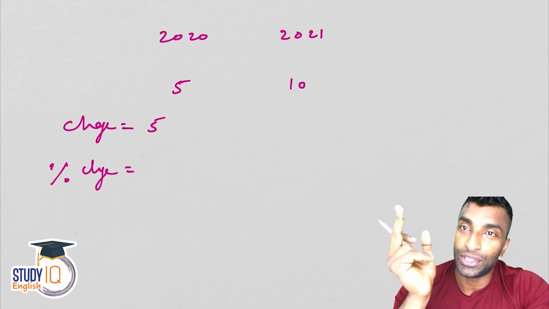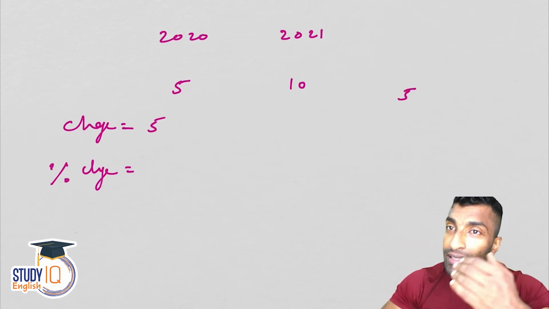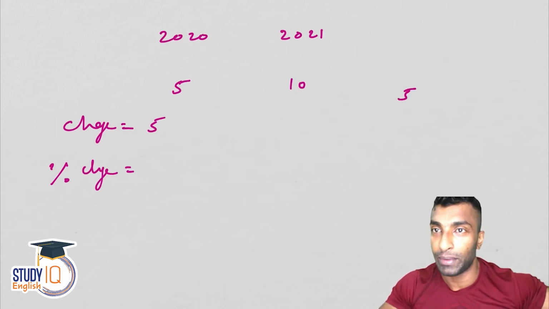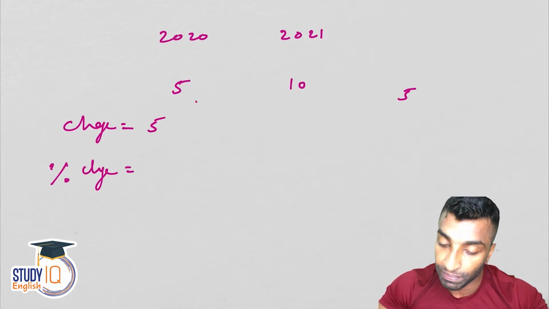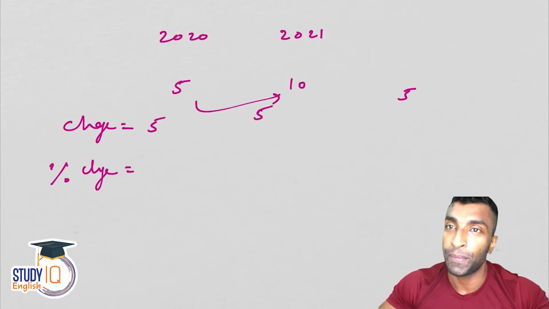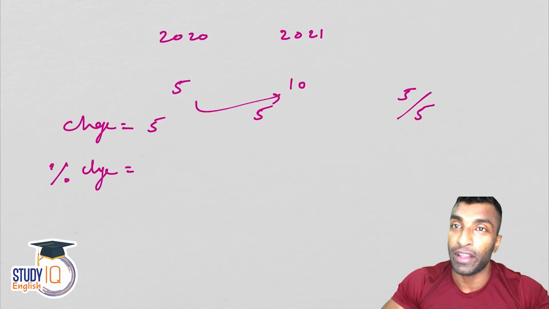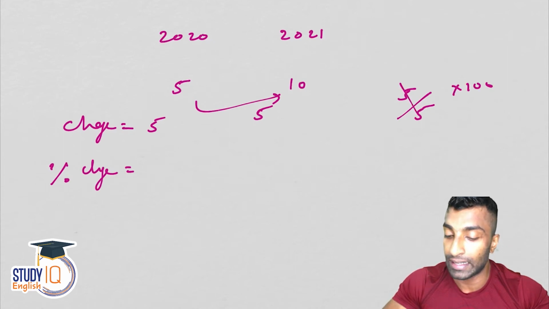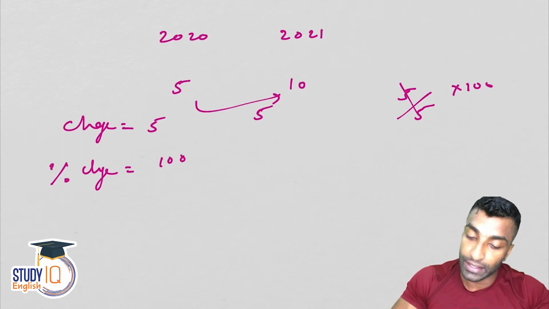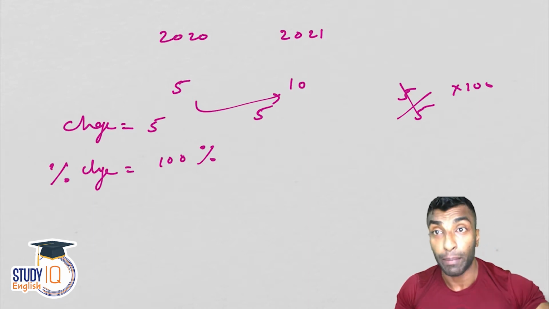So there is 100% change. So how are you getting that? 5 is 10 minus 5, final minus initial, that is the change. This change is 5, and on top of 5 multiplied by 100. So this gets cancelled out. So percentage change here is actually 100, it doubled.